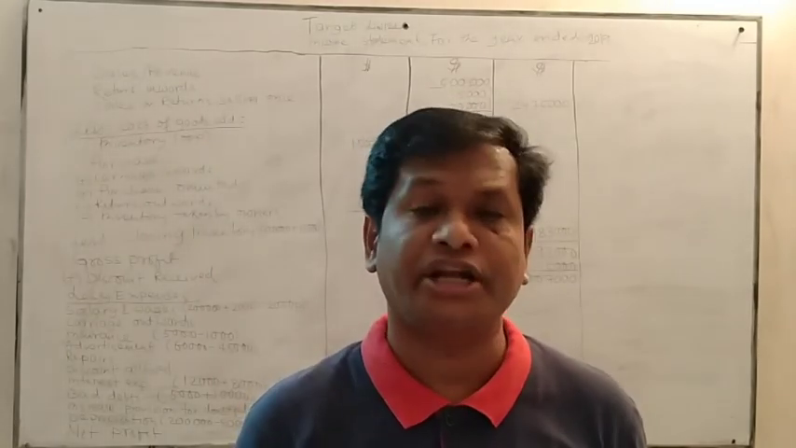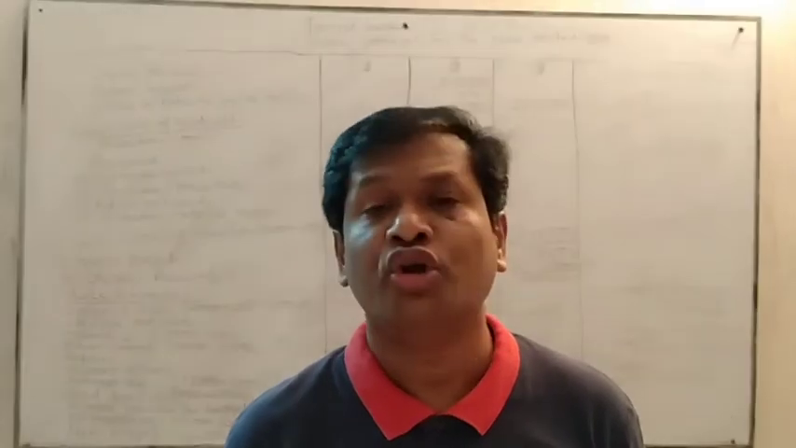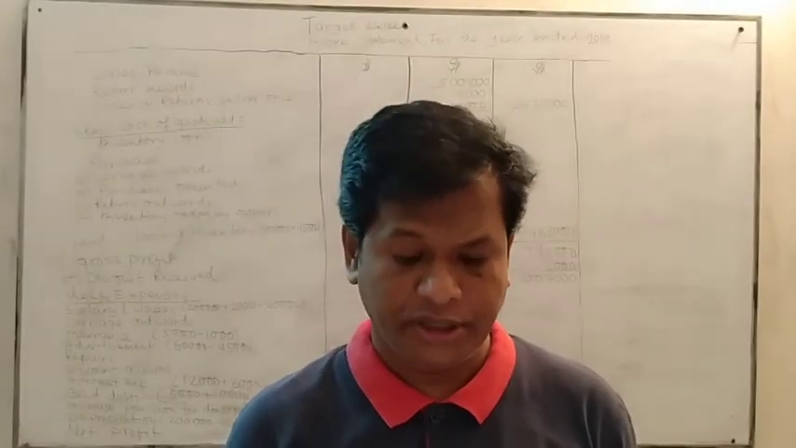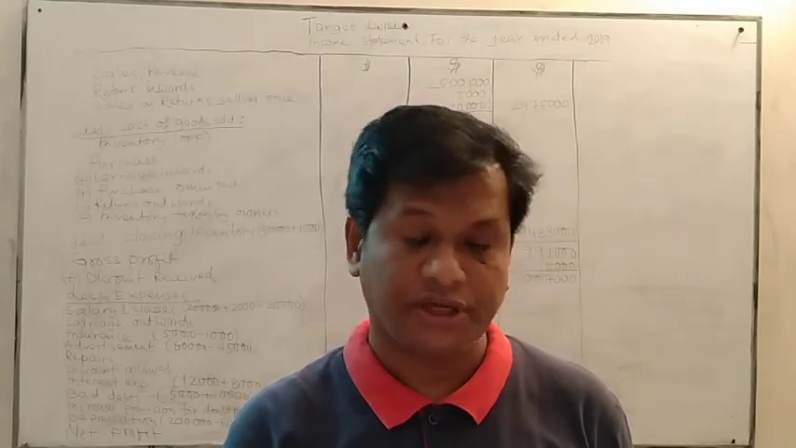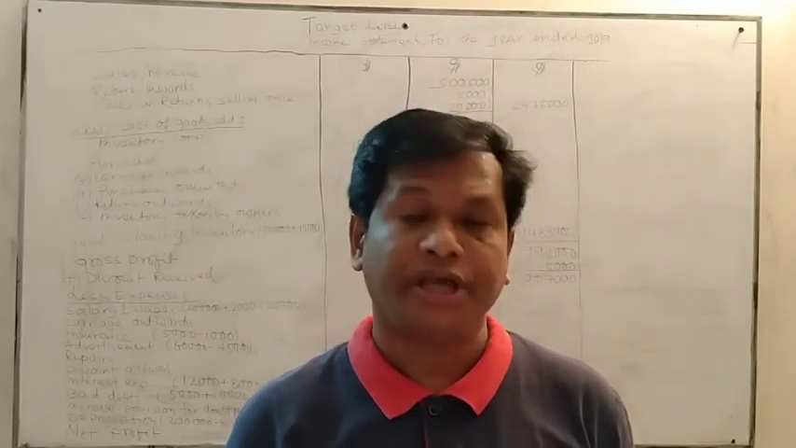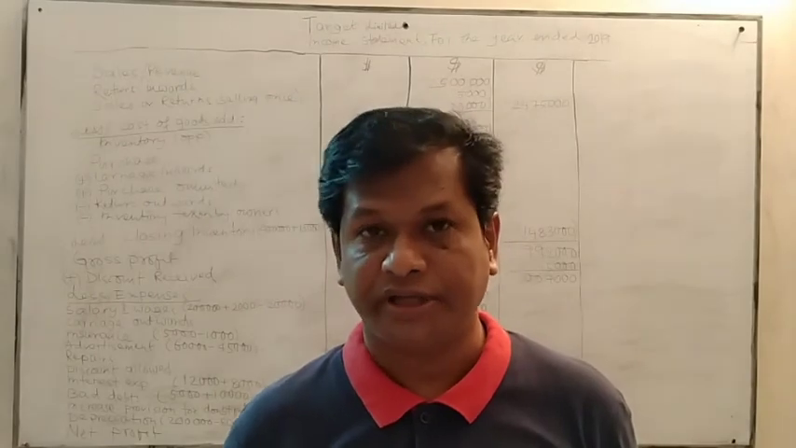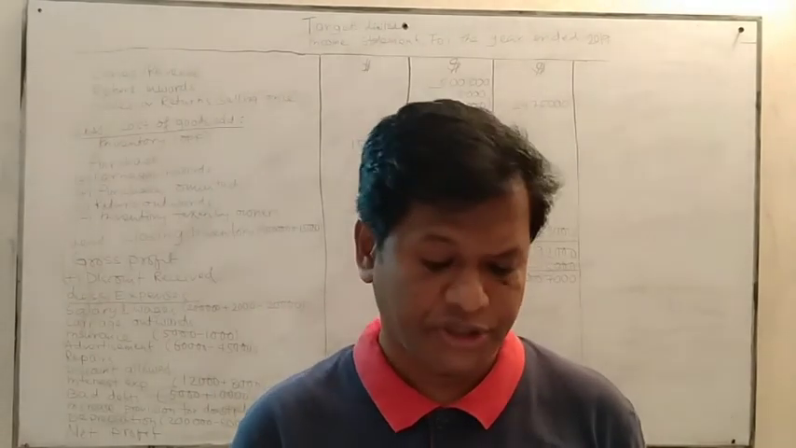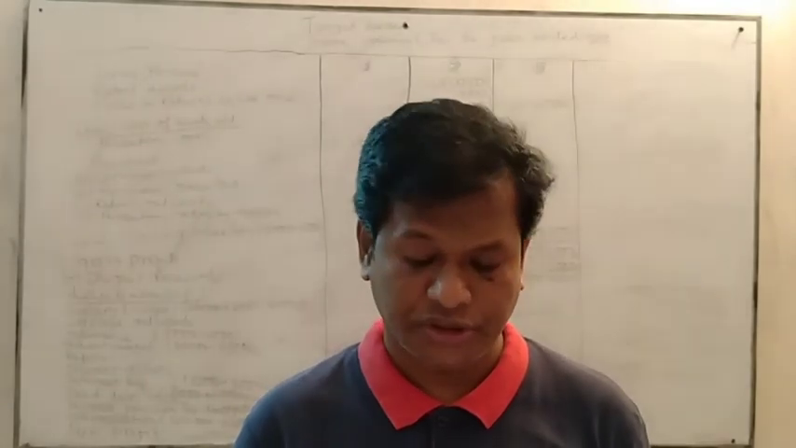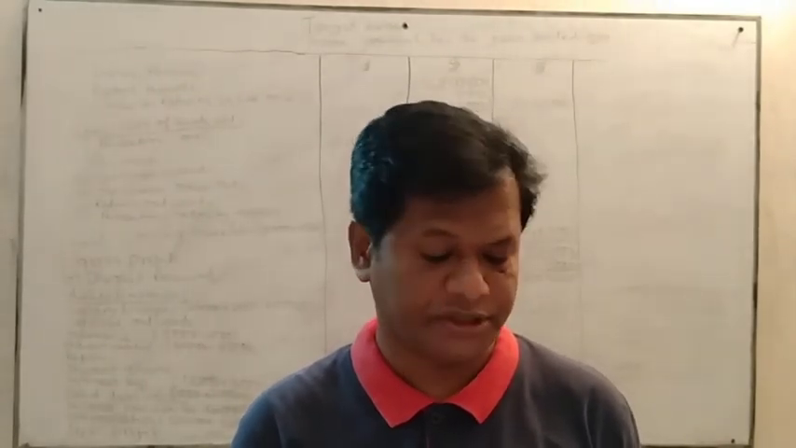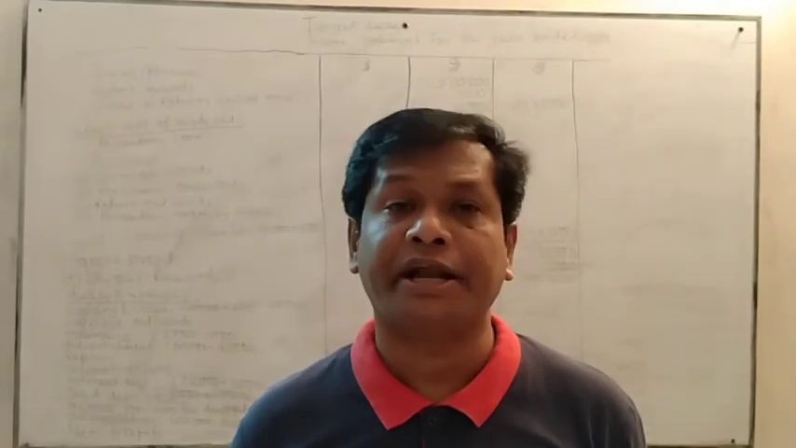Then the figure you got, that is 12,24,200. This is the altogether total capital balance, the adjusted capital balance. Then we have to write the long-term liability. Here the long-term liability is 10% bank loan, that is 200,000. That is the long-term liabilities, written over here. Again, we have the current liabilities.